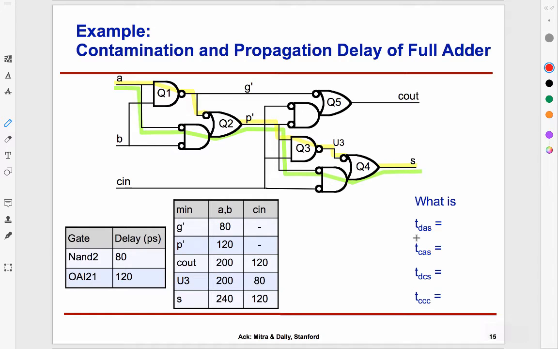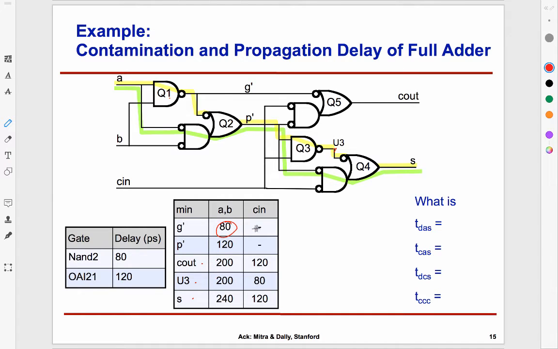So the way you could approach this is the following. I can look at the minimum delay to various signals that I have. So G prime, P prime, which are internal signals, C out, U3, which is out here at this point, and then S, which is out here. And we can look at the minimum we are going to see starting from A or B. So if I look at G prime, it goes through Q1, and therefore I have an 80 out here.